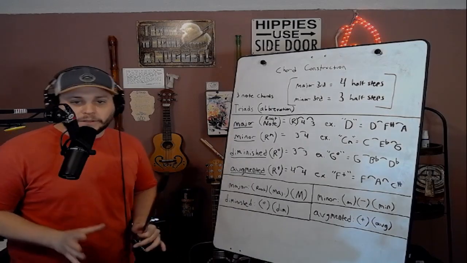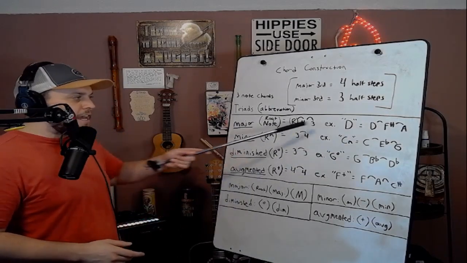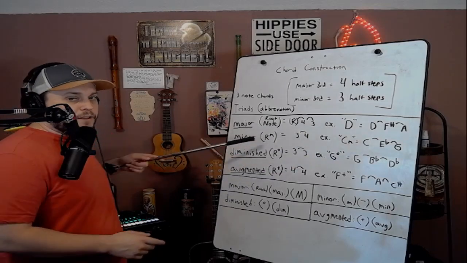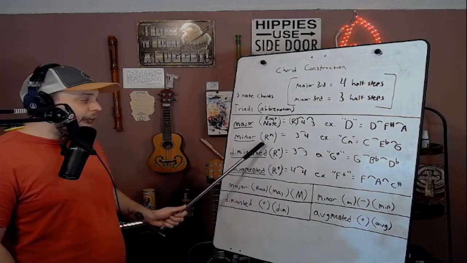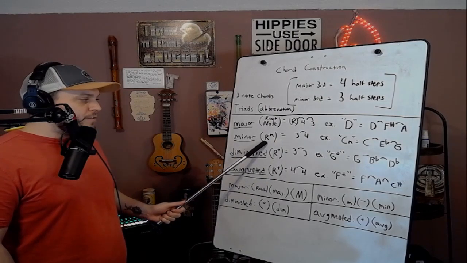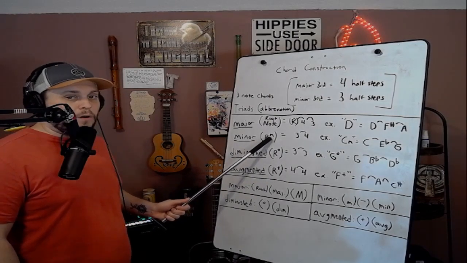Now I'm going to speed up a little bit because everything I just said about these chords applies to the next chord type. The next one is called minor, and I have my big R there, and what you're going to have is your root note followed by a small m.